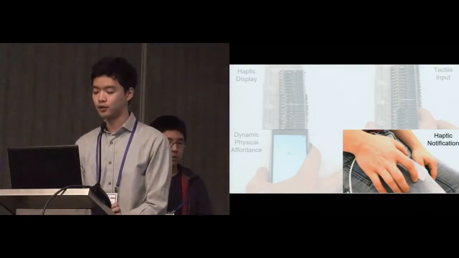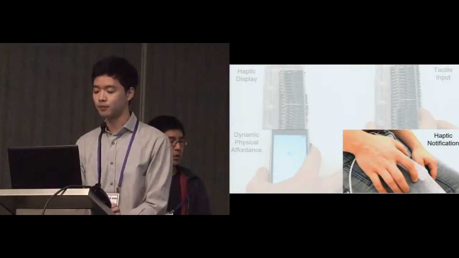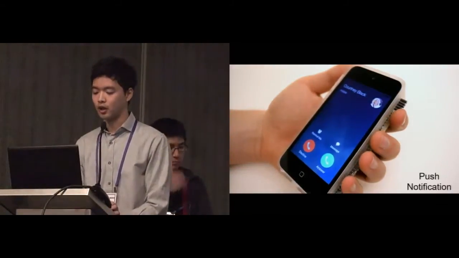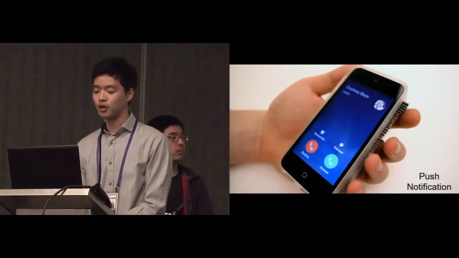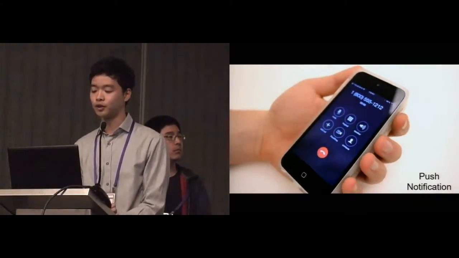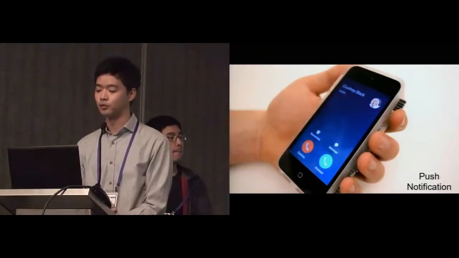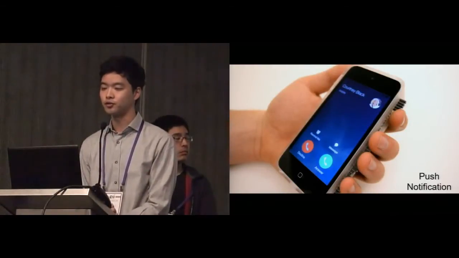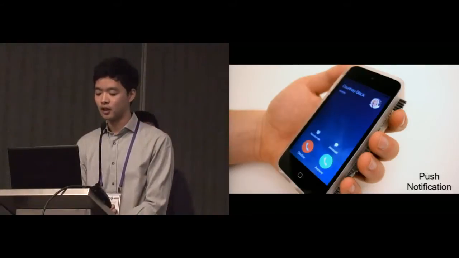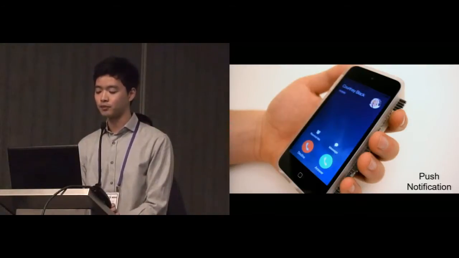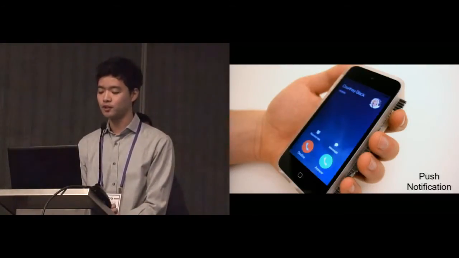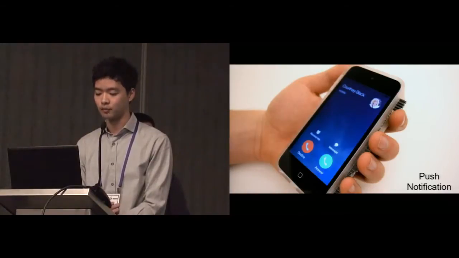With our device, we can also provide both push and pull types of haptic notifications. Push type haptic notification draws the user's attention away from what he or she has been doing to the mobile device. Traditionally, vibration motors are used to alert the user, often unpleasantly. Our device is capable of providing push haptic notification by its continuous shape change, as shown here for a phone call application.